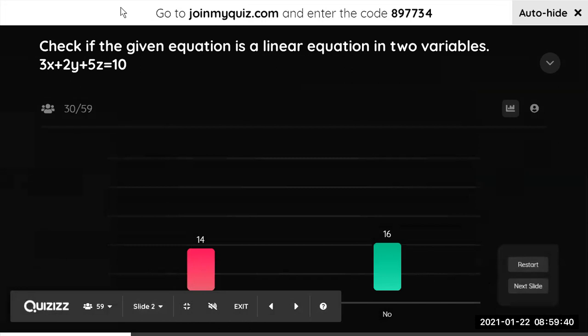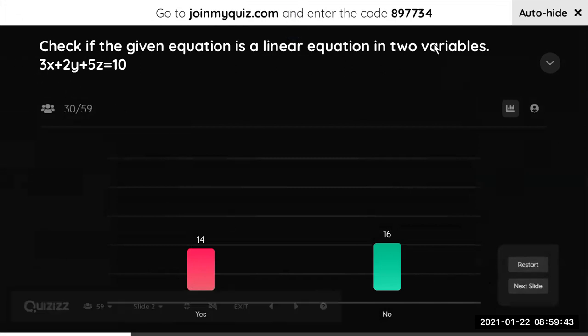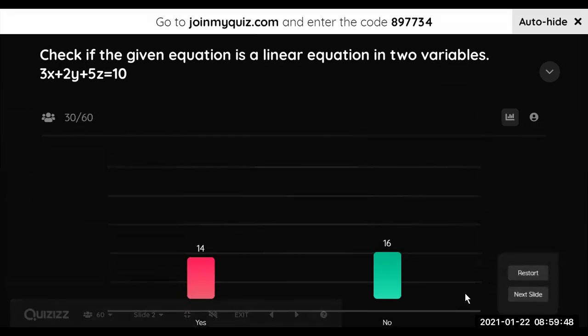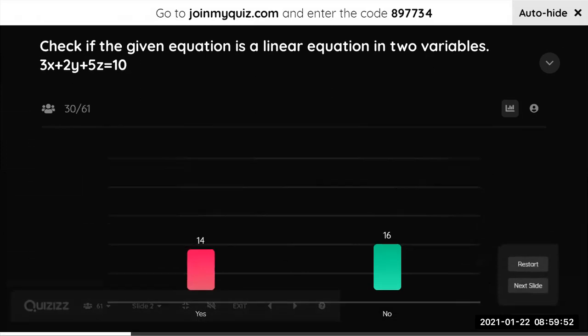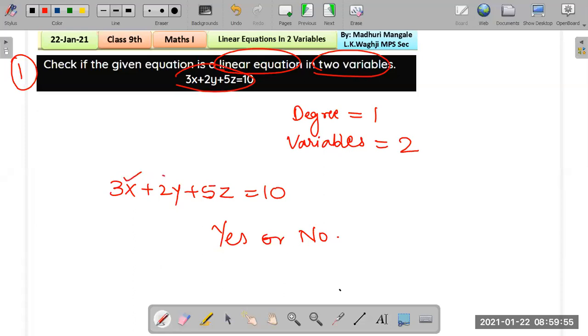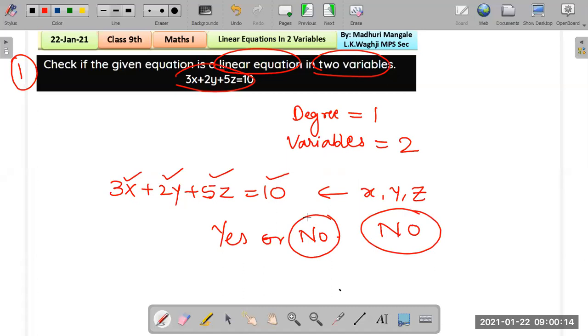Correct. So the answer to this is a no. Why? Because there are three variables. If you look at the question again, the equation was 3x plus 2y plus 5z equals 10. Please move back to the Zoom room. So here you can check 3x plus 2y plus 5z. These are three variables, x, y, and z. Therefore, this is no. This is not a linear equation in two variables.